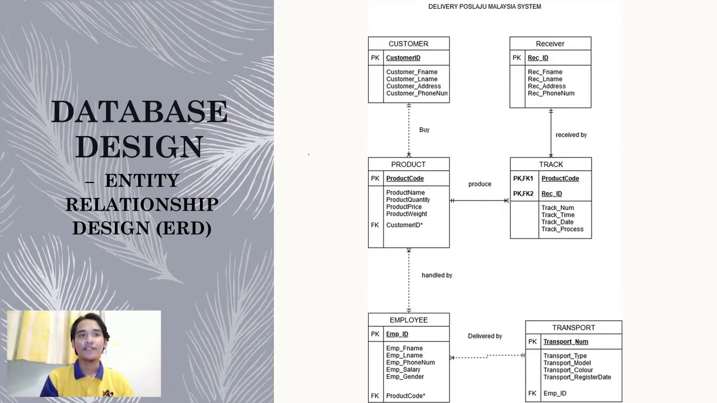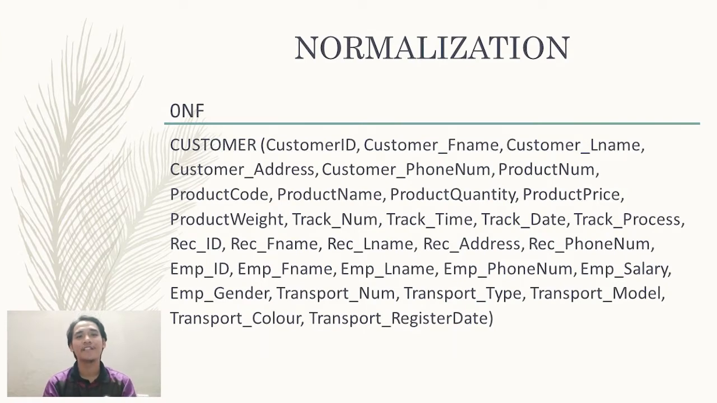The transport entity is connected to the employee entity. That shows that one transport can have many employees. It shows that many employees can deliver the product in one transport. The transport entity contains one primary key, that is transport number. Other attributes are transport type, transport model, transport color, transport register date, and one foreign key, that is employee ID from the employee entity. Now, I will talk about the normalization process.